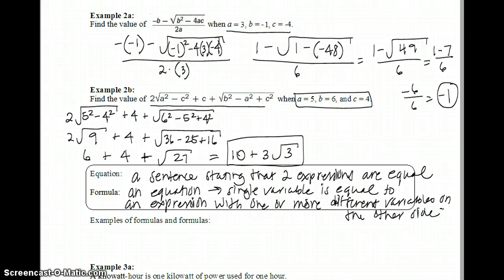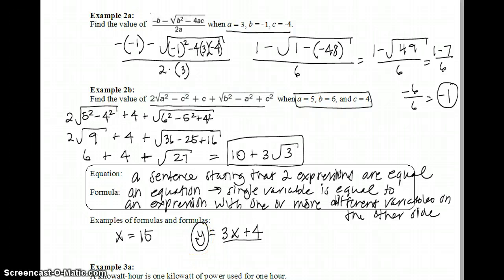Okay, let's write some examples for that. An example of an equation would be x equals 15. It just says that two expressions are equal. One expression is x, another is 15, they're equal. An example of a formula would be y equals 3x plus 4. This is a formula because you have a single variable on one side of that equal sign, and then you have an expression with one or more different variables on the other side. So there's a variable of x that's different from the y.